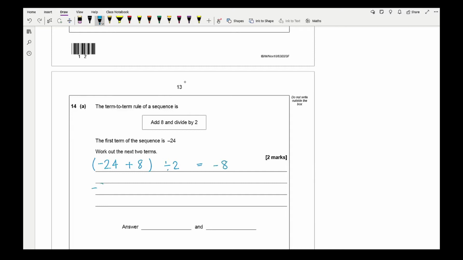And because it's the term-to-term rule, I've got to use the previous answer. So I'm going to add 8 and then divide by 2, and that gives me 0. So the two numbers are going to be minus 8 and 0.